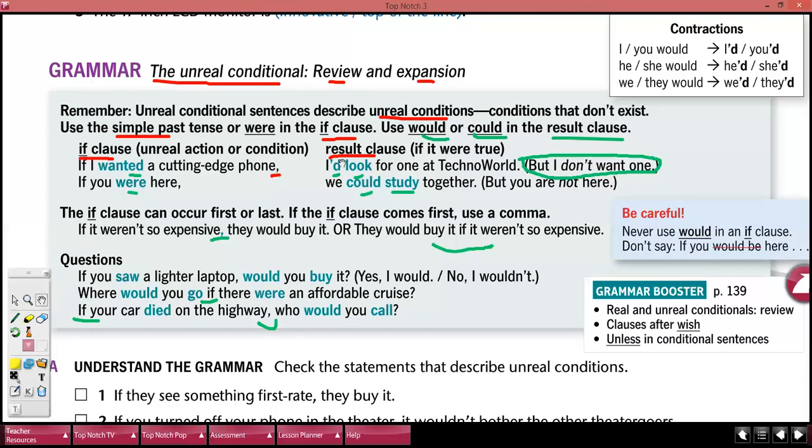So this is a topic that you had already seen, the unreal conditional. In this case, we're going to apply it to the topic of technology and discoveries. So we can say other examples like, if I bought a TV at Best Buy, I would, I don't know, recommend it to my friends. Maybe, okay? Just one example.